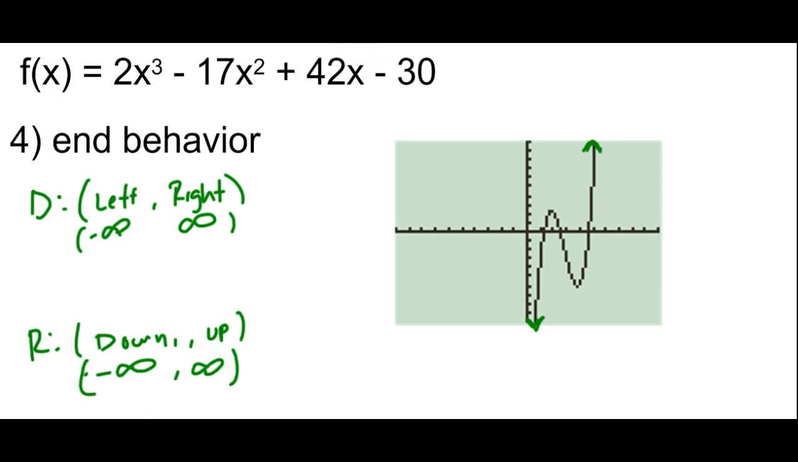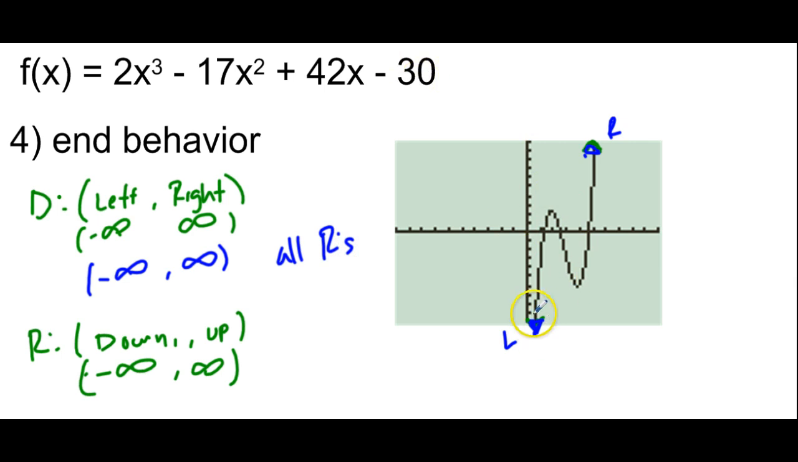So let's look at this. This arrow is going left slowly. It's still going left, but it is going left. And this is going right slowly, but it's still going right. So we know that if we wrote down L and R, the domain is going from negative infinity to positive infinity. Or they'll sometimes write all reals.